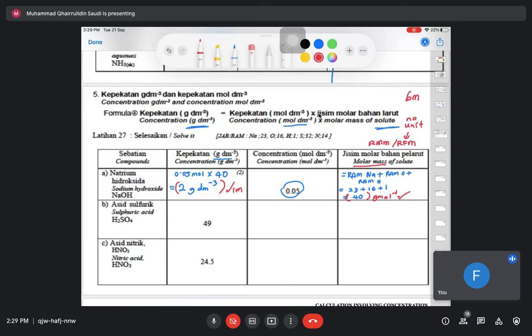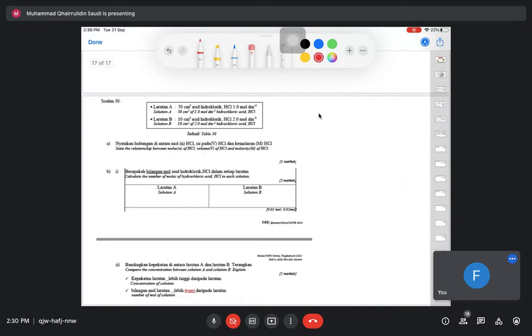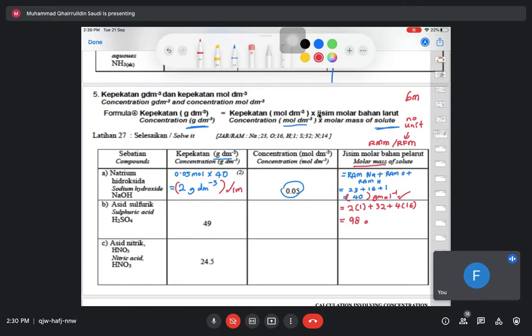Okay. Next, always start with the molar mass because we know that we will use molar mass. So molar mass for sulfuric acid, 2 times 1 plus 32 plus 4 times 16. I hope everyone already knows what I am doing. Why 2 times 1, why 4 times 16? I hope everyone already understands what I'm doing. If you don't understand, please ask. So the total will be 98 gram per mole.